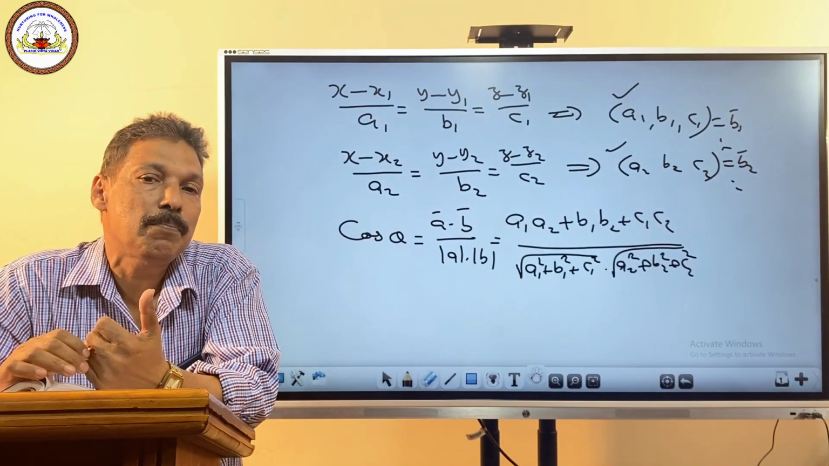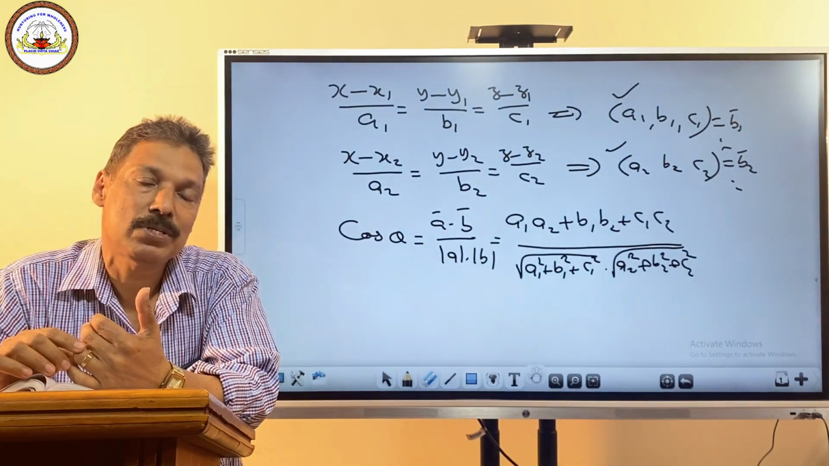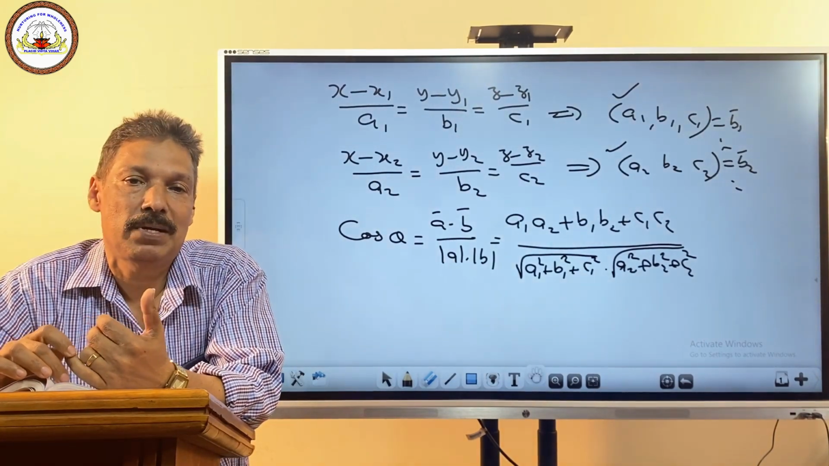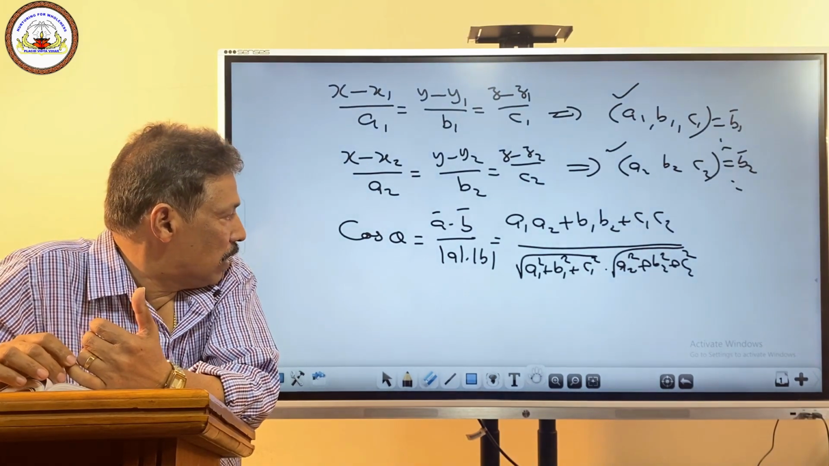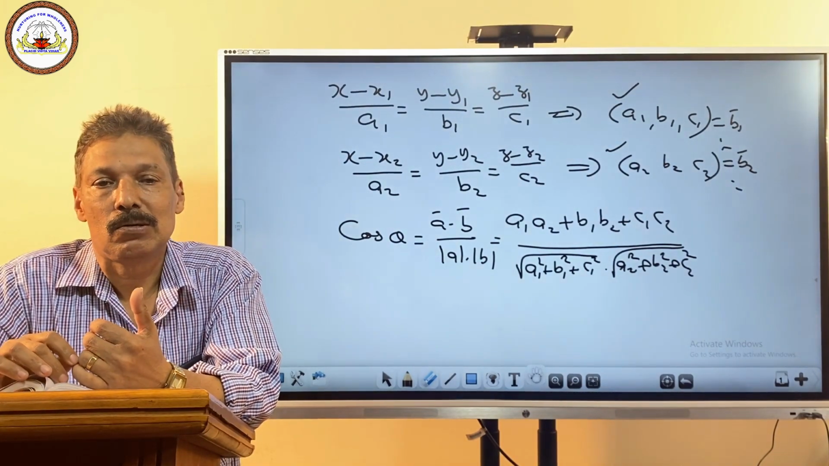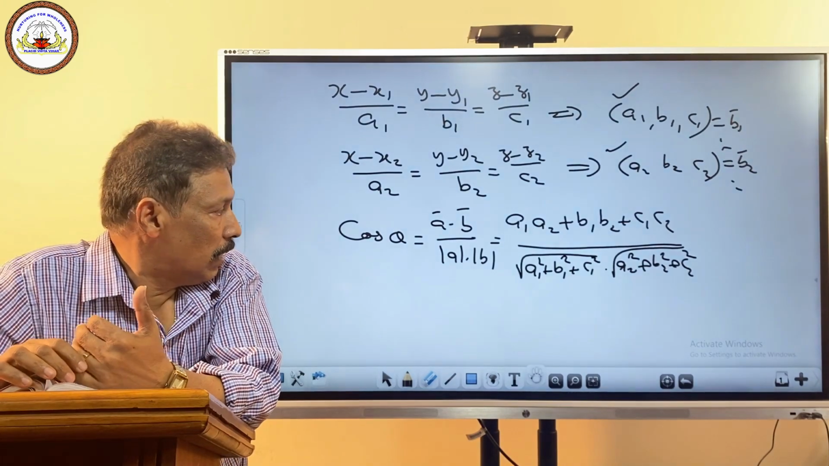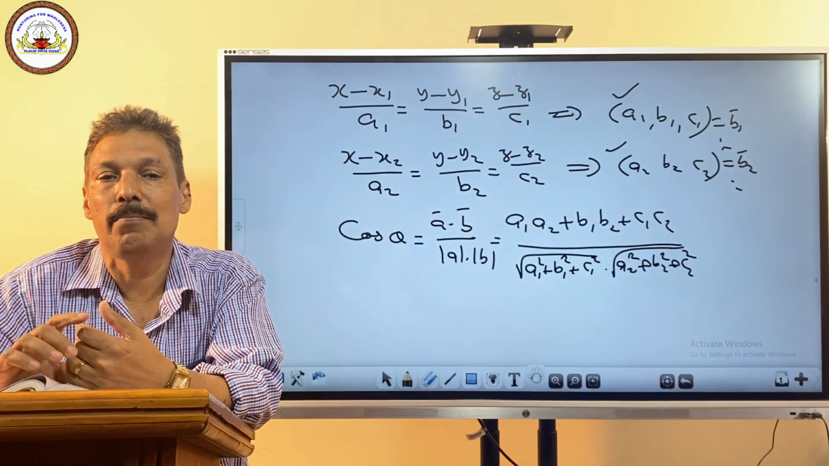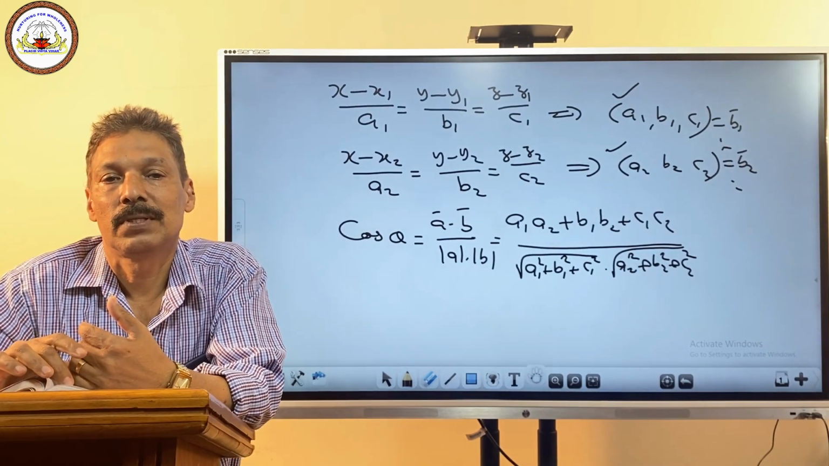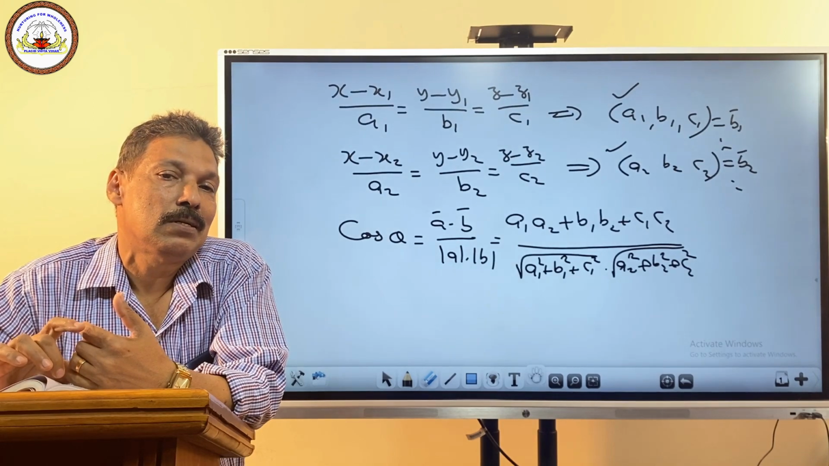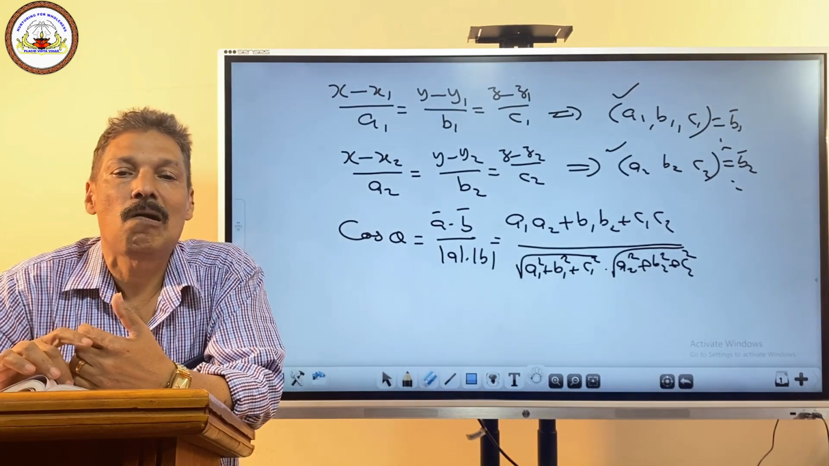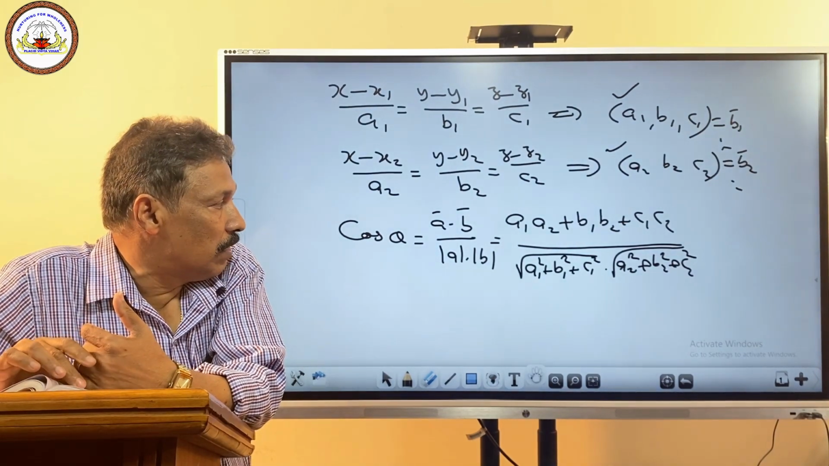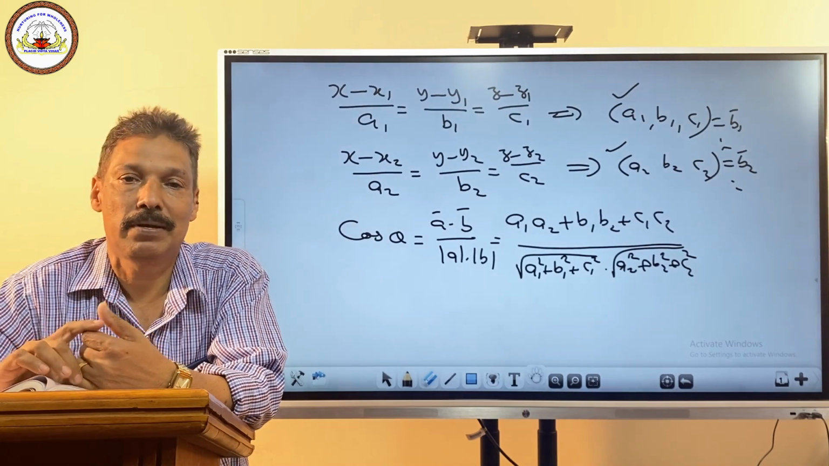Sometimes two lines are parallel, then the vectors are proportional. If the lines are perpendicular, the vectors are also perpendicular. That is, if cos theta equals 0, that means the angle between a bar and b bar is equal to 90 degrees, because cos 90 is equal to 0. So if a1 a2 + b1 b2 + c1 c2 = 0, the given lines are perpendicular.